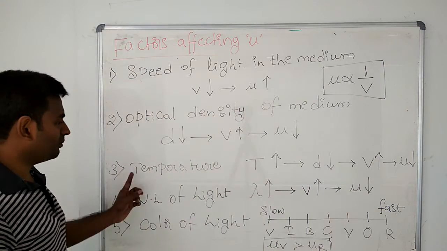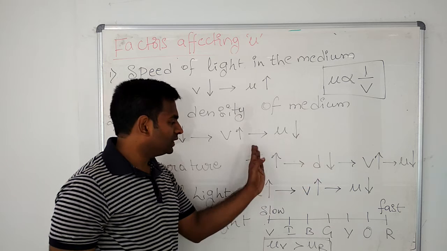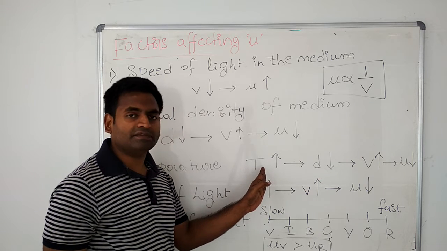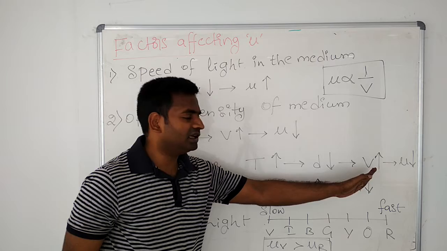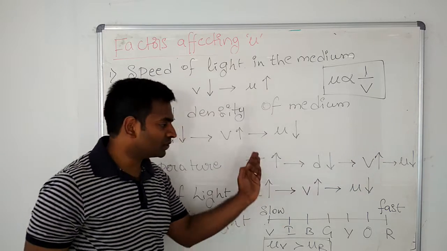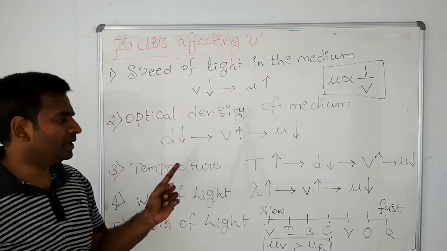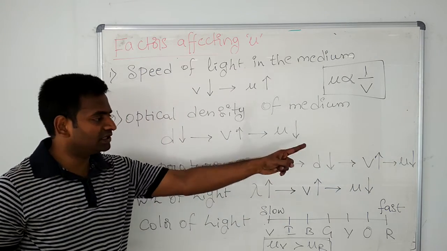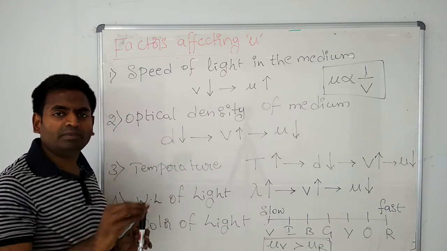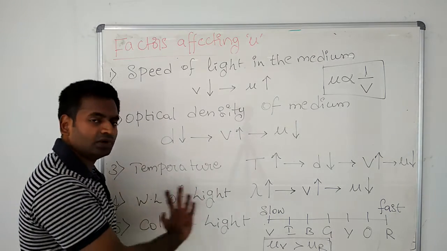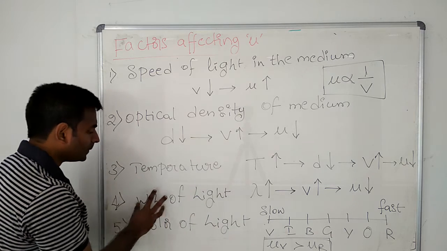That is the relationship. But don't go directly. See which property the temperature is affecting. It is affecting density, and then density is affecting velocity. Velocity is affecting mu. So go step by step, then you will easily reach that stage without mugging up. Please don't mug up. Mugging up will be very confusing. Just follow this logic that I am telling you.